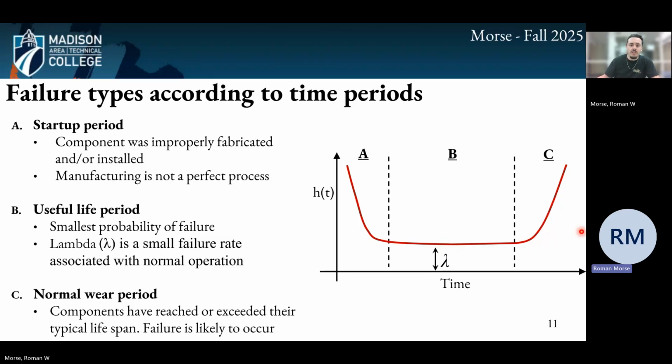And then finally, we get to the normal wear period or the wear out period. This is in C. So once components have reached or exceeded their typical lifespan, the failure is more likely to occur and increases as we continue with time past our life cycle. So the further and further out I wait past a component's life cycle to replace that component or to do maintenance on the component, the more likely a failure is to occur.